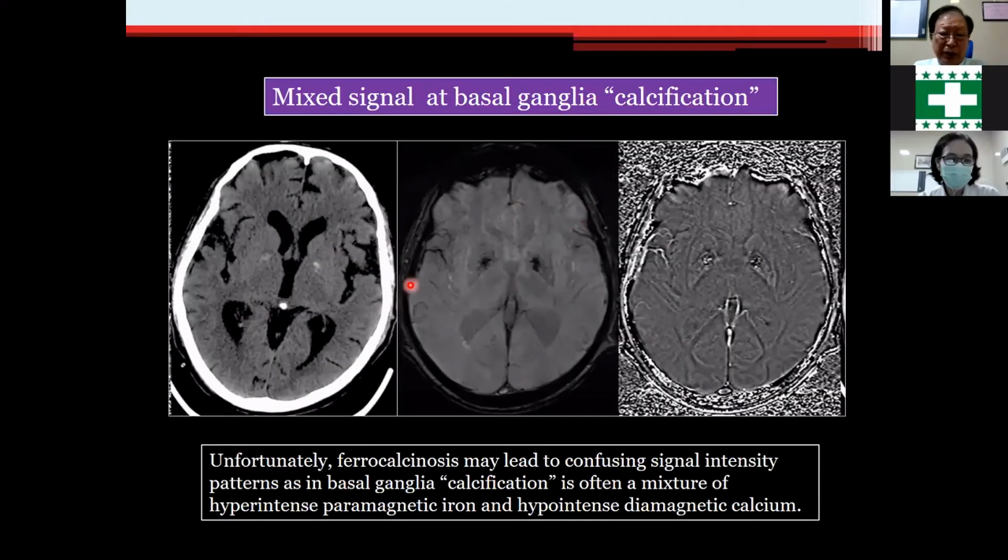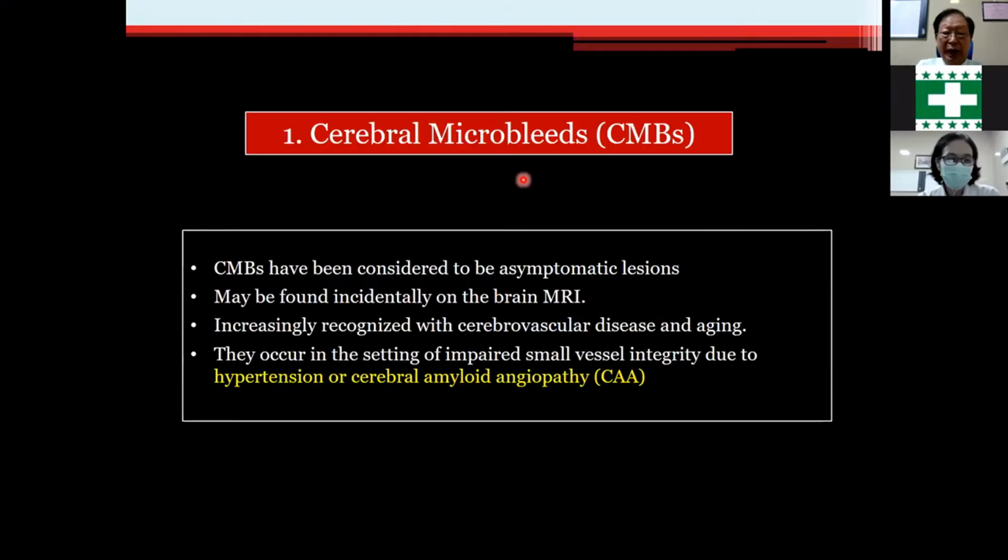In the basal ganglia, you always see a mix of black dots and bright dots. This is normal for the basal ganglia. Okay, now let's start with the cerebral microbleeds.